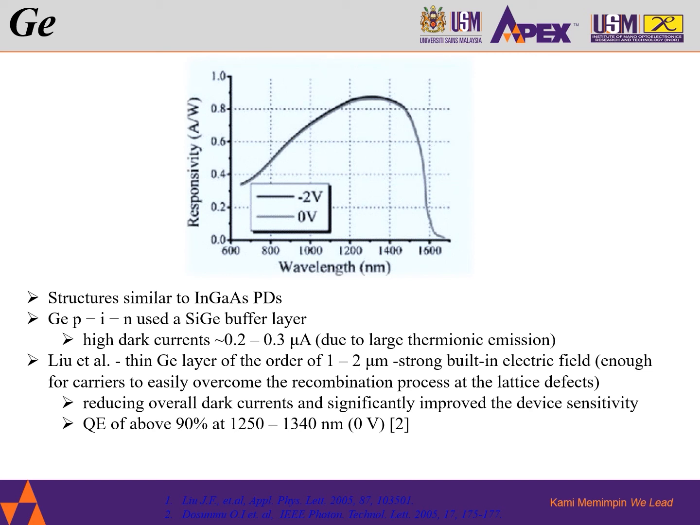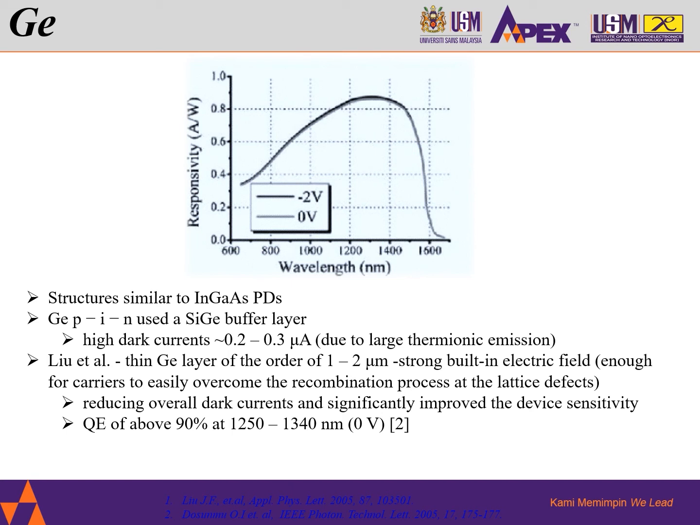Germanium PDs also have a structure similar to indium gallium arsenide PDs, including PIN, MSM, and APD. The early germanium PIN PDs used a silicon germanium buffer layer and suffered from high dark currents of around 0.2 to 0.3 microampere. This is due to the large thermionic emission, even from high quality germanium crystals.